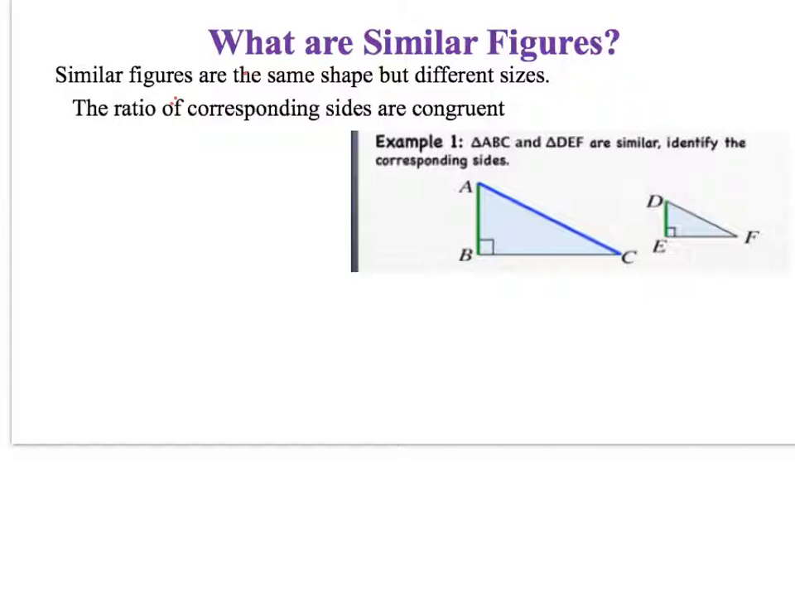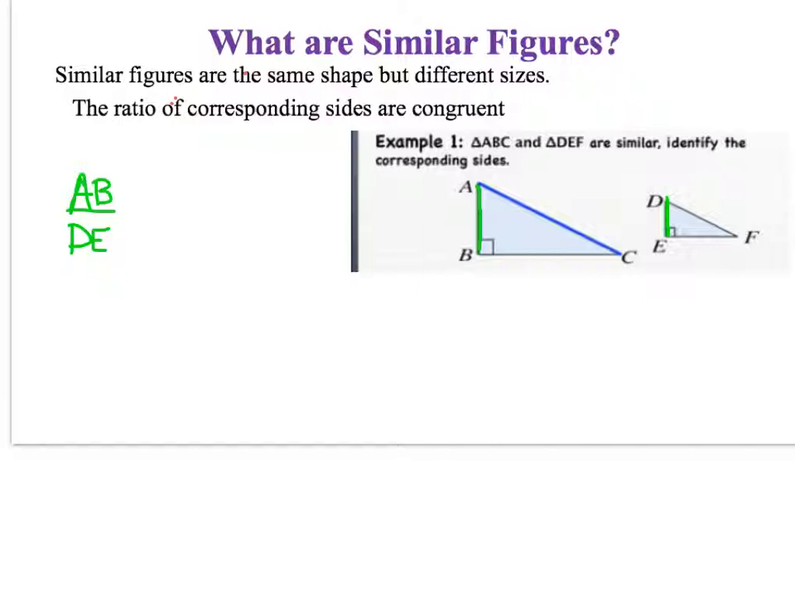The ratio of corresponding sides within similar figures are congruent. By corresponding, I just mean matching. So if we take a look at this triangle, side AB corresponds or matches side DE because they are both the smallest lengths of the triangles. So I can write those as a ratio. AB corresponds to DE.